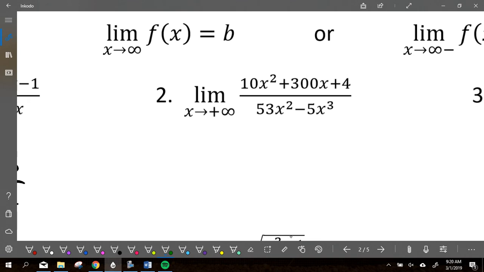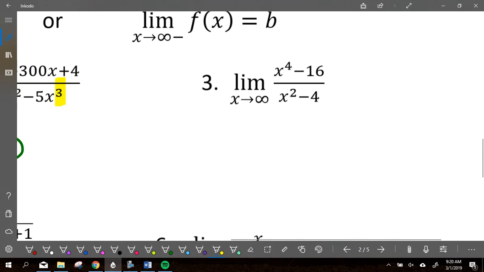Irene, why is it 0? Denominator's bigger than the top. If you plugged in infinity, the top number would be really big, but the bottom number would be really huge. And so the bottom is bigger, and so that's going to get you 0. Number 3, show me with your fingers, what's the answer on 3?